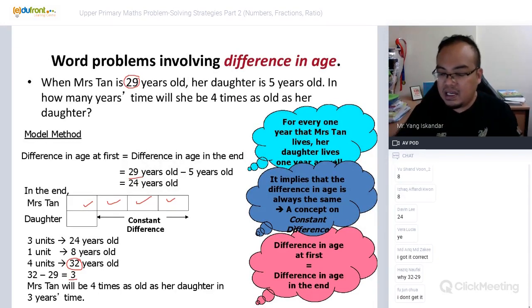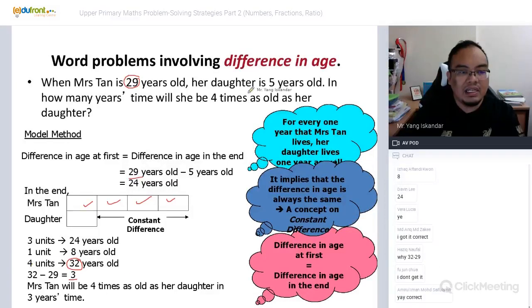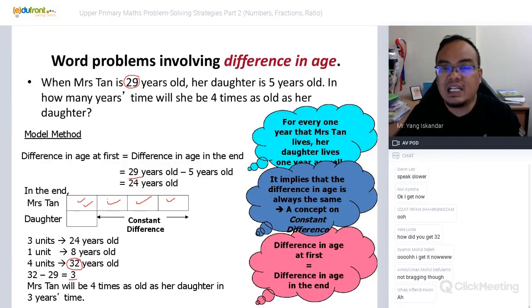Okay. Now, Haziq asks, why 32 minus 29? Because 32 is in the end, right? Remember, in the end, Mrs. Tan is 4 times as old as the daughter. So 1, 2, 3, 4. 29 you get from the beginning. In the beginning, Mrs. Tan is 29 years old. So that's why 32 years old minus 29, which is in 3 years' time.